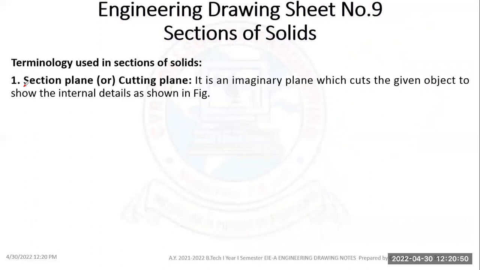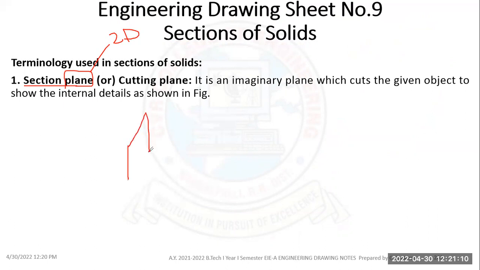What is nothing but the sectional plane. Already we know what is meant by a plane. You have seen the vertical plane and the horizontal plane. If I say a plane, a plane is nothing but a 2D object. Suppose I say a horizontal plane, or suppose I say a vertical plane.